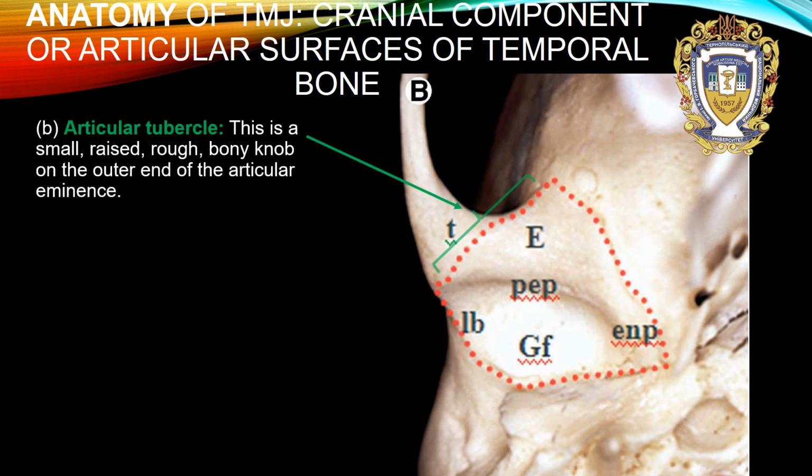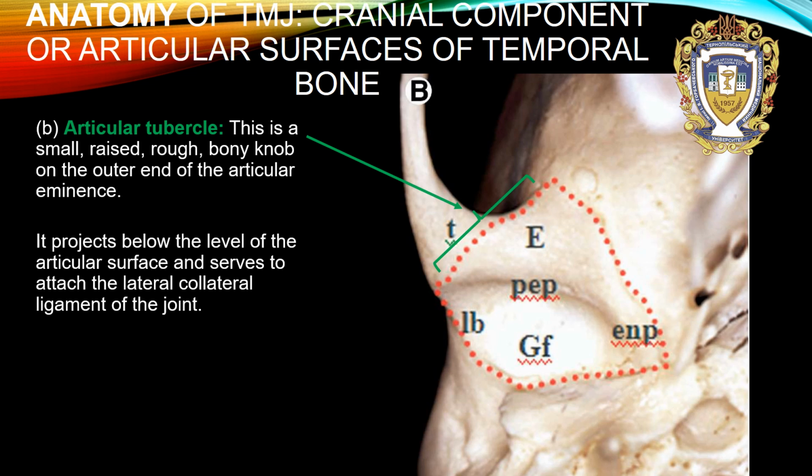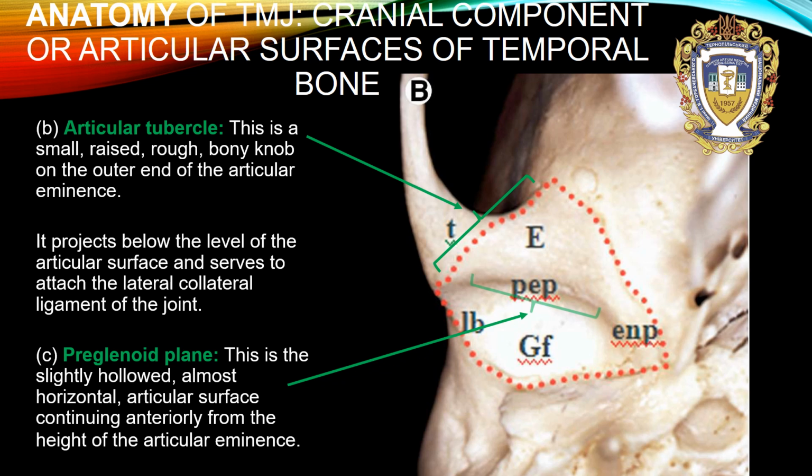Articular tubercle, or tuberculum articulare. This is a small raised bony knob on the outer end of the articular eminence. It projects below the level of the articular surface and serves to attach the lateral collateral ligament of the joint. Preglenoid plane. This is the slightly hollowed, almost horizontal articular surface continuing anteriorly from the height of the articular eminence.